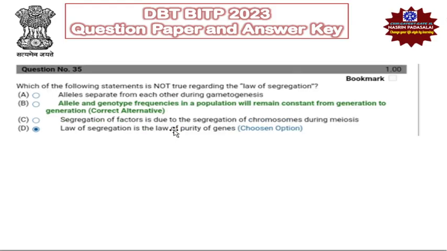Which of the following statement is not true regarding the law of segregation? The correct answer is, allele frequency and genotype frequency in a population will remain constant from generation to generation. Okay, so this is not true. The correct answer is B.